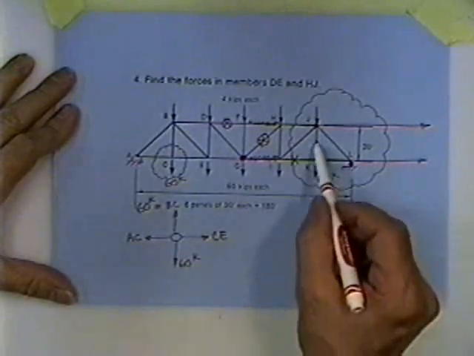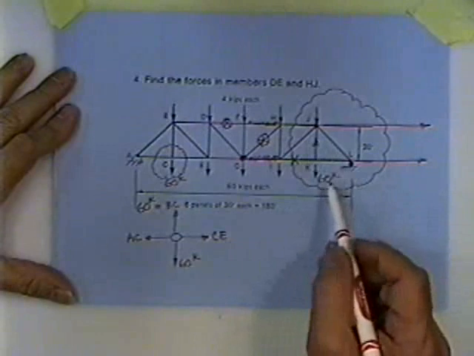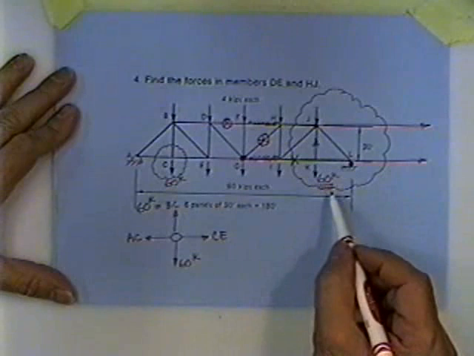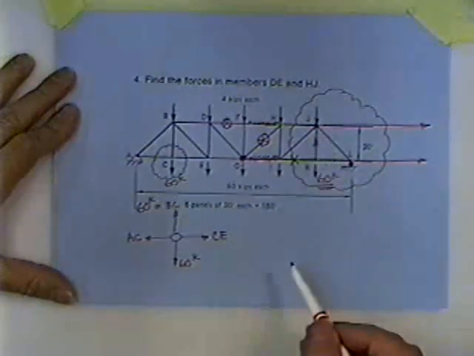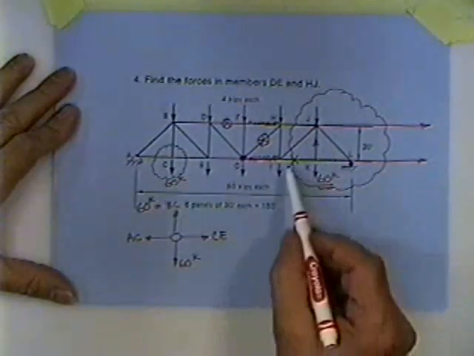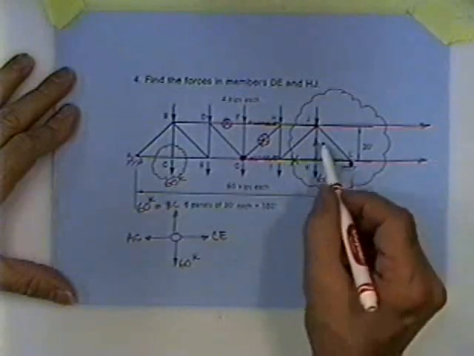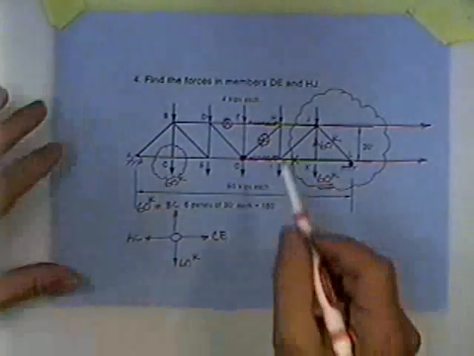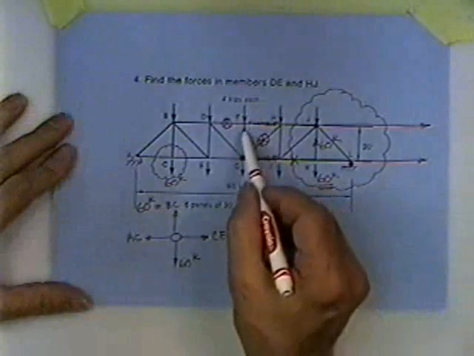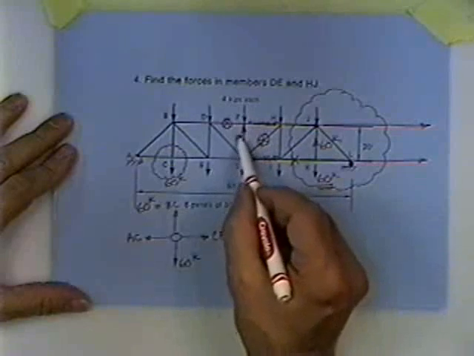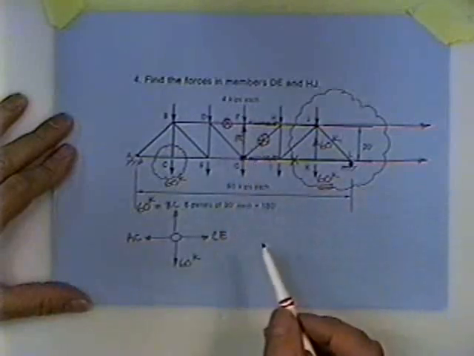Same way with joint K. Since the only guy resisting the 60 kip force at K is JK, members IK and KL being unwilling to help, got to be 60 kips. That also works for member FG. FG is 4 kips compression.